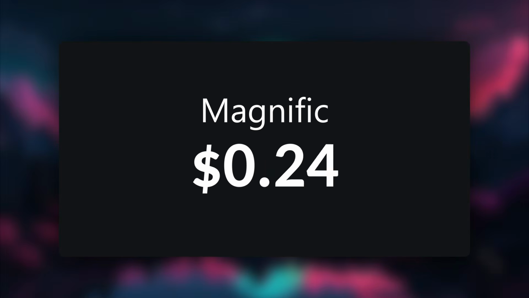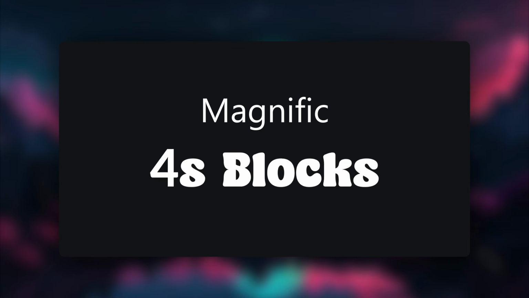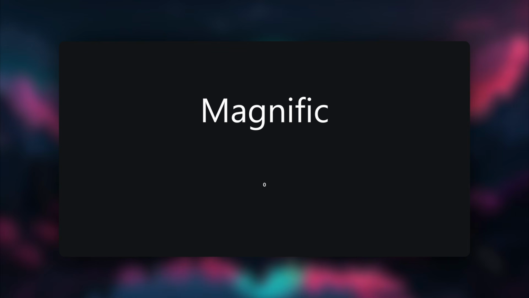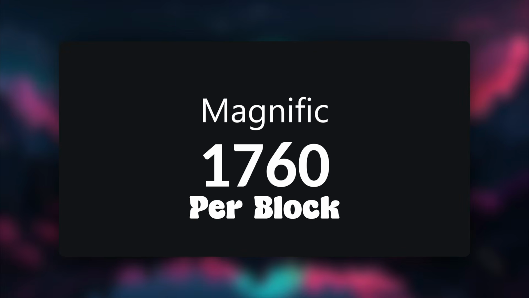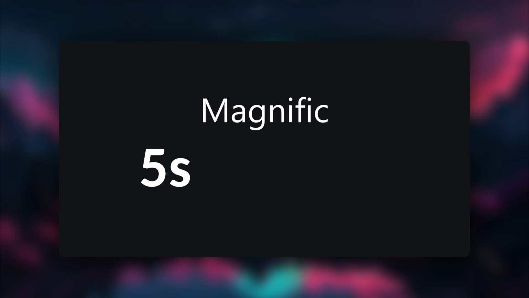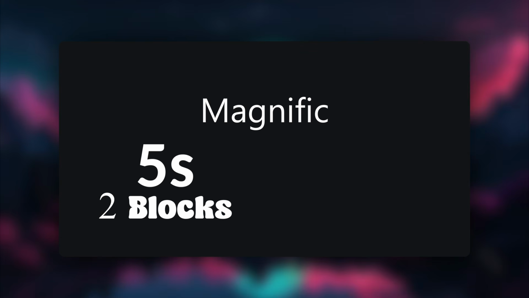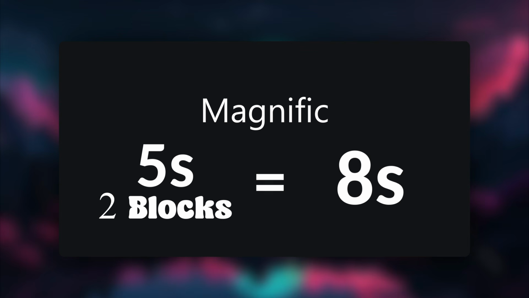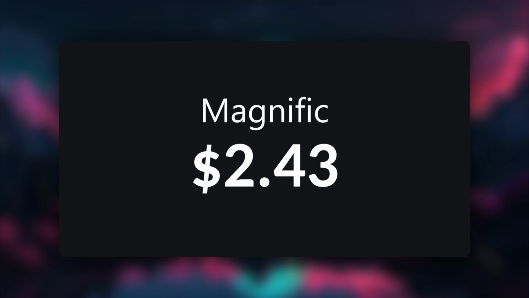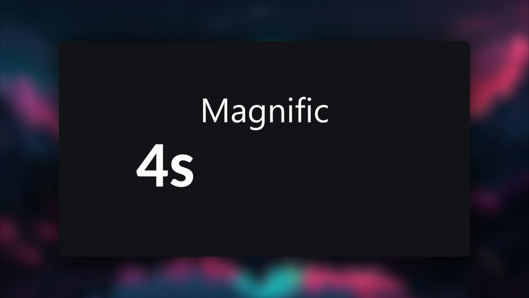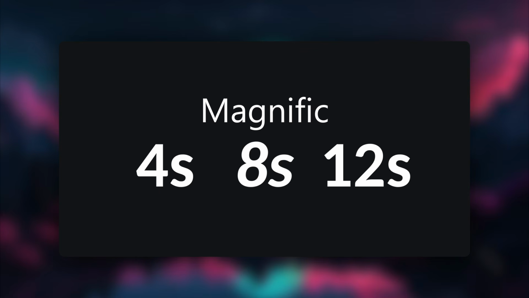5. Magnific. At $3.52 per clip, Magnific bills Seedance in rigid 4-second blocks, 1,760 credits per block. The trap: a 5-second clip rounds up to 2 full blocks and costs the exact same as an 8-second clip, $3.52. Always generate in multiples of 4 seconds, like 4s, 8s, or 12s to get your money's worth.